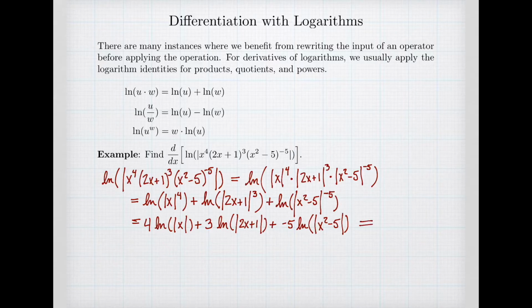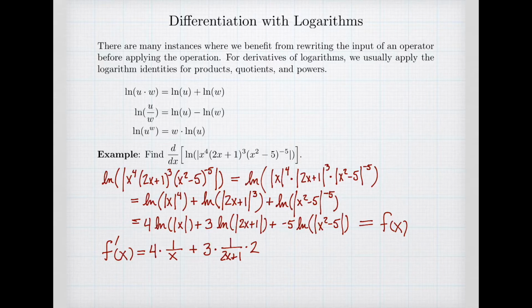Let's name our function. We'll call this function f of x, so that we can calculate the derivative and have a meaningful equation. The derivative, f prime of x, equals the sum of the derivatives of each term. My first term is 4 ln absolute value x, and so its derivative is the constant 4. Derivative of a logarithm is 1 over x. Second term is a constant 3. The logarithm's derivative will be 1 over its input times the derivative of its input.